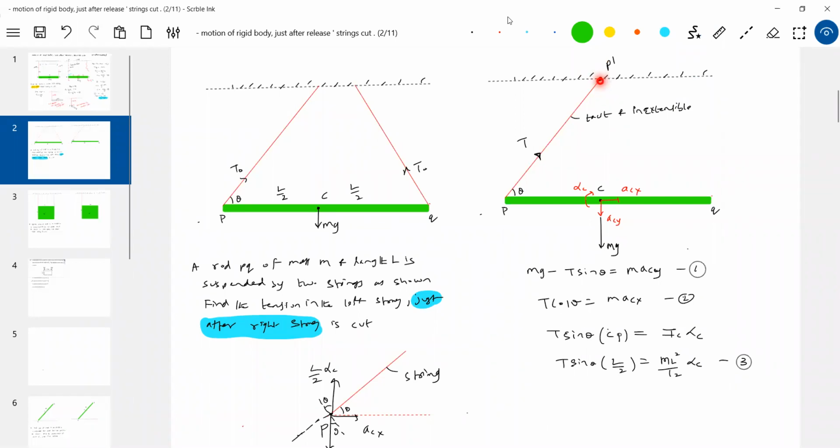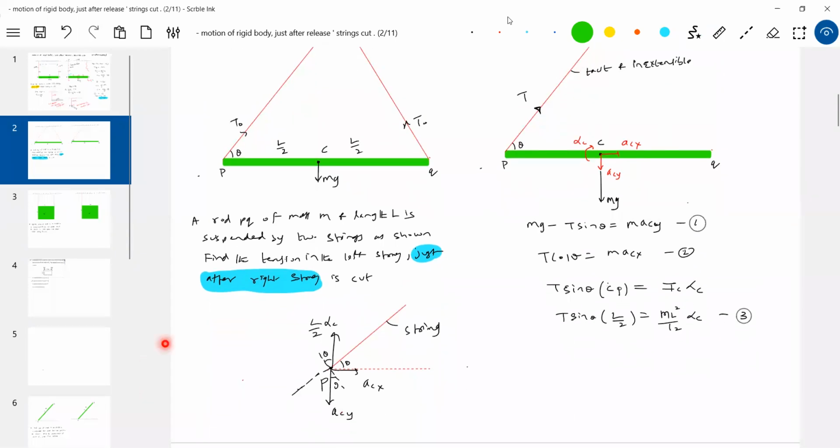The acceleration of point P dash must be zero, connected to the string. So what should be the acceleration of point P along the string? Must be zero, because for the string to remain inextensible. So let's write that equation. Acceleration of point P along the string.